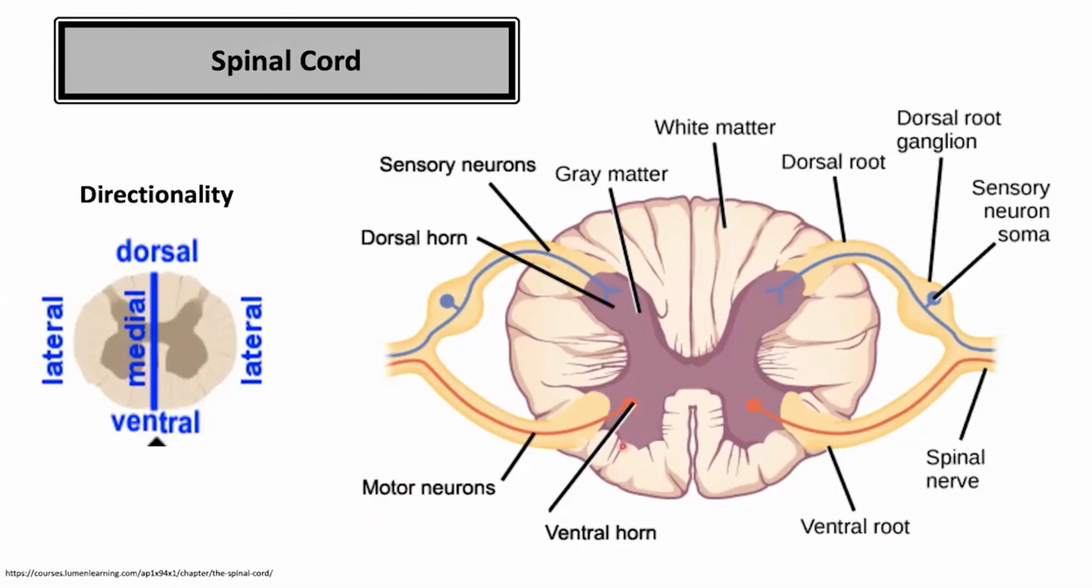And here you have the ventral horn and dorsal horn, right? These are characteristics of the gray matter. And you have this dorsal root ganglion, and you have this sensory neuron soma, and soma means body. So this is just showing a cell body within this ganglion.